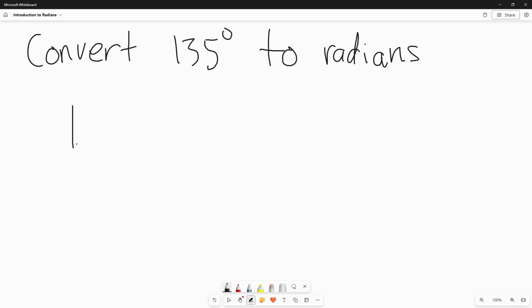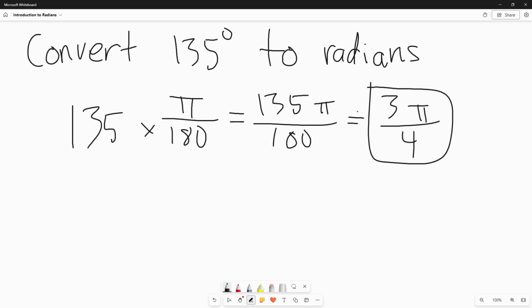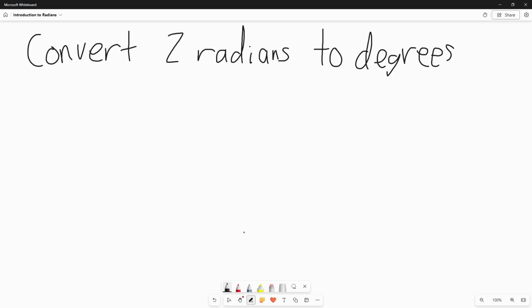So we multiply 135 degrees by pi over 180. And this gives us 135 pi over 180, which is just 3 pi over 4. And that's our answer. Pretty simple. So all we needed to do to convert degrees to radians is multiply it by one simple fraction, pi over 180. Now let's do another practice problem. If you think you know how to do this one, then pause the video and do it.